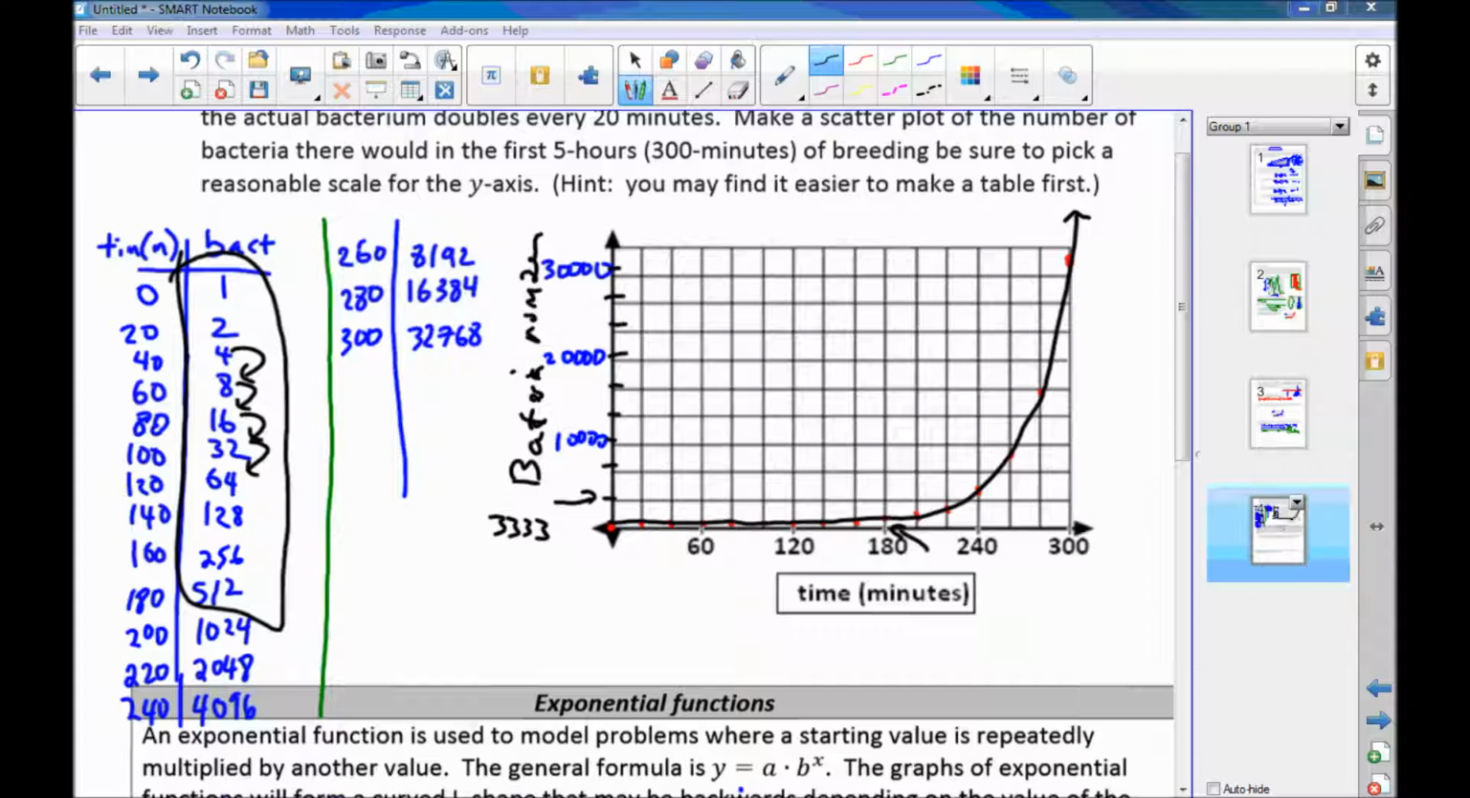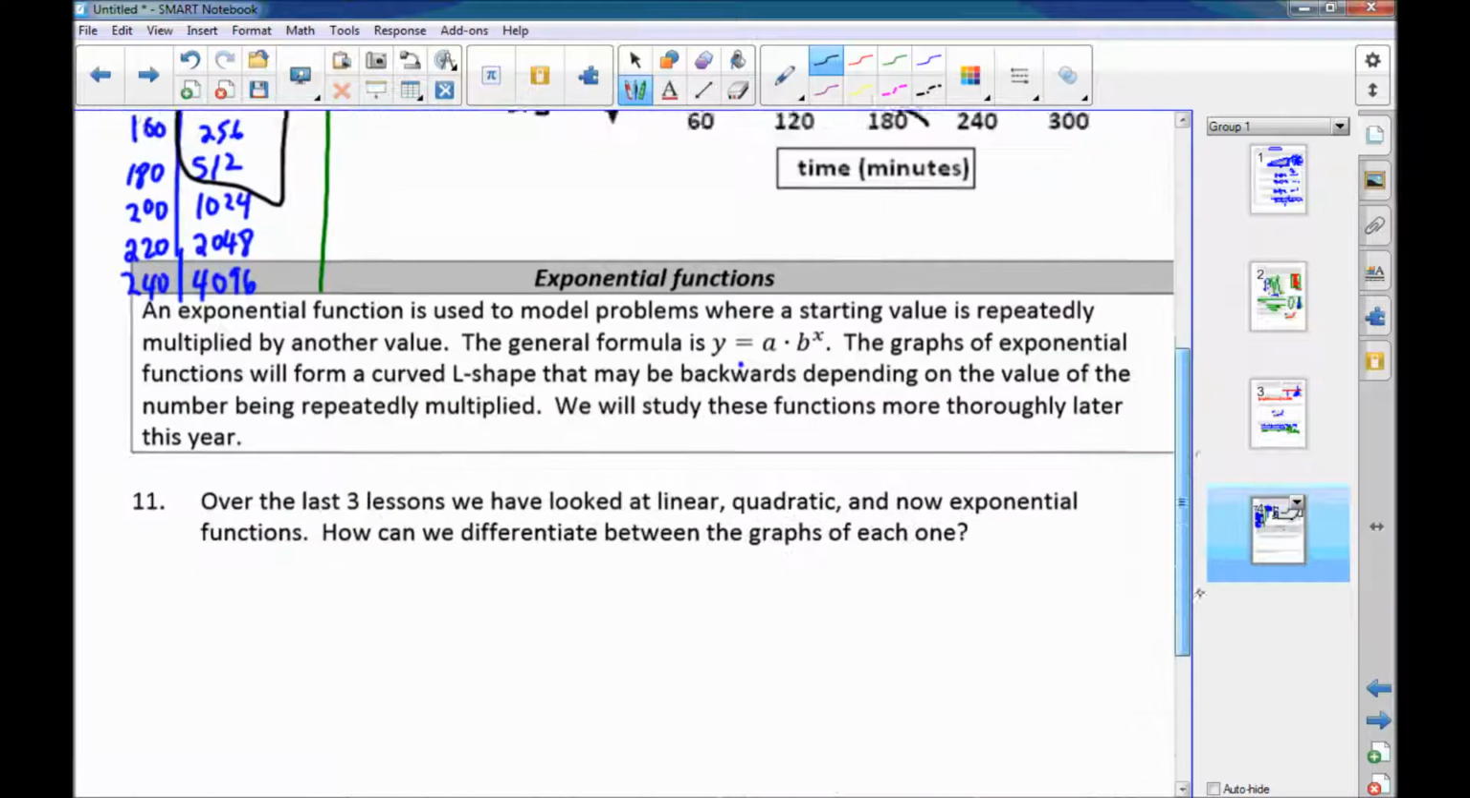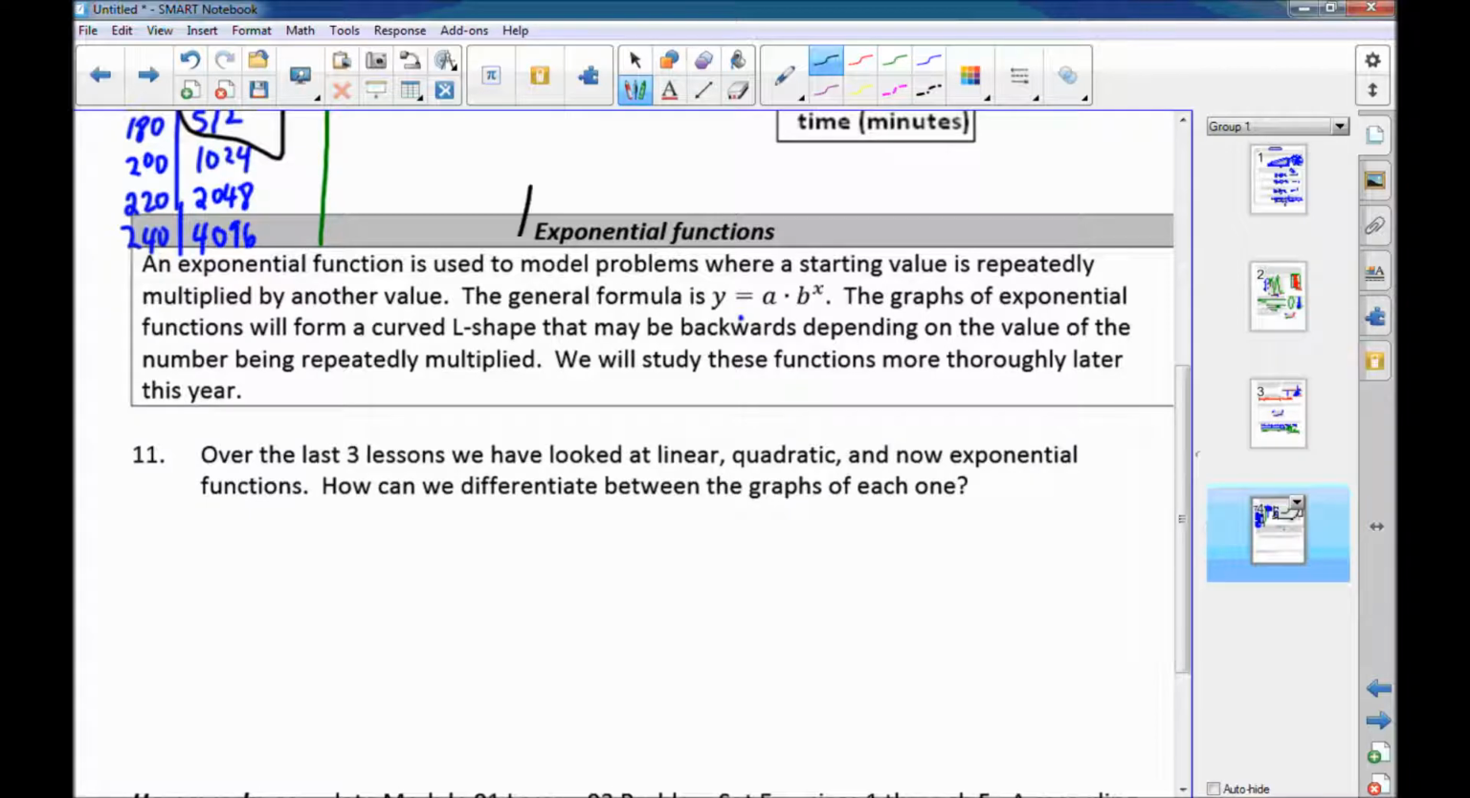And notice our graph, once again, looks like a backwards capital L. It hugs the x-axis for a while, and then it grows up really fast. So kind of a curvy backwards capital L. So something like this. All right, so all these functions, once again, are called exponential functions.